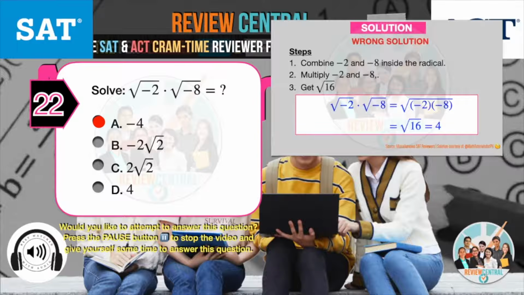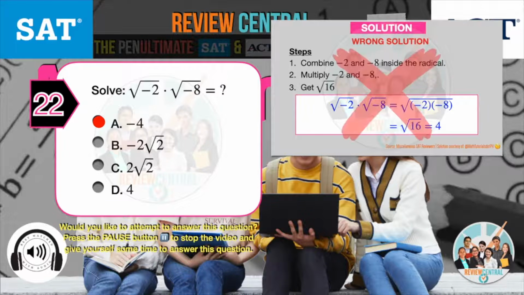Step 1. Combine minus 2 and minus 8 inside the radical. Step 2. Multiply minus 2 and minus 8, resulting to positive 16. Step 3. Get square root of 16, which is 4. Easy and quick, right? Yes, easy and quick, but wrong. So don't solve it this way.